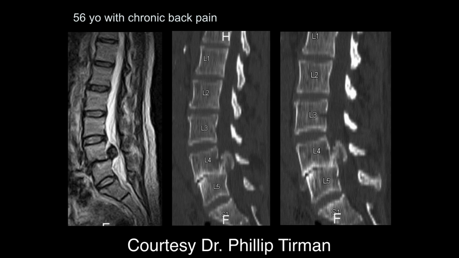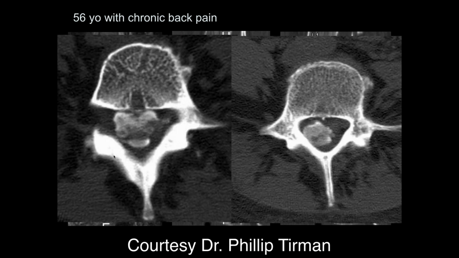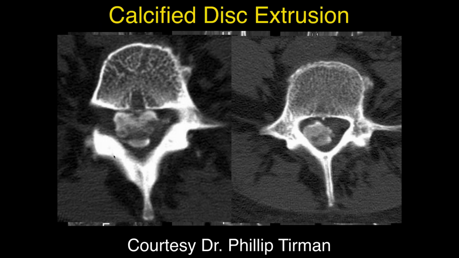Shiv, what do you think of this case? 56-year-old with chronic back pain. The sagittal MRI looks like there's a disc extrusion and a significant loss of disc height at that level. But then on the CT, it looks like it's calcified. Yeah. So this just points out that chronic discs can actually calcify, and here's the axial plane showing calcification of this extruded disc. That's pretty uncommon, but it can occur.